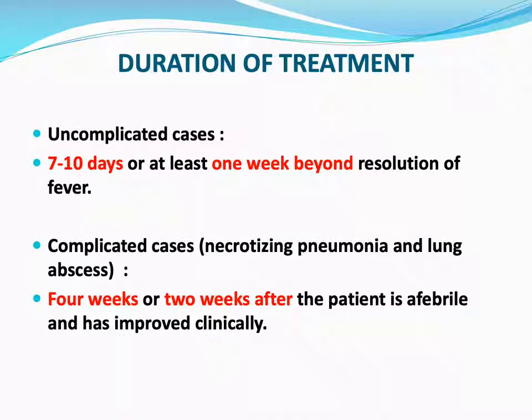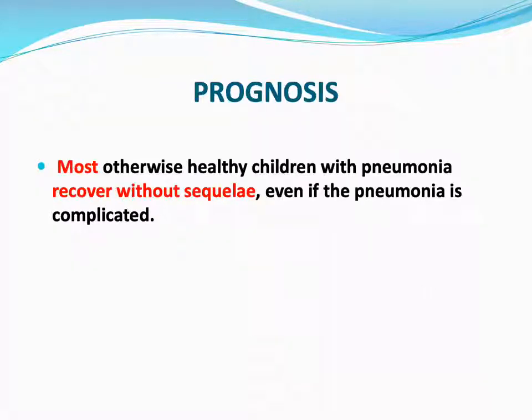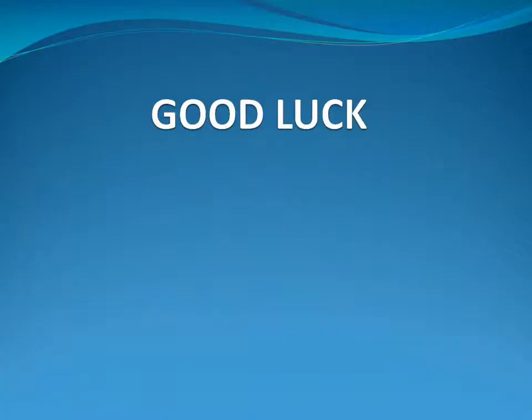The duration of treatment of pneumonia for uncomplicated cases is 7 to 10 days, or at least 1 week beyond resolution of fever. For complicated cases like necrotizing pneumonia and lung abscess, treatment lasts 4 weeks, or 2 weeks after the patient is afebrile and has improved clinically. Most otherwise healthy children with pneumonia recover without sequelae, even if the pneumonia is complicated. Thank you and good luck.